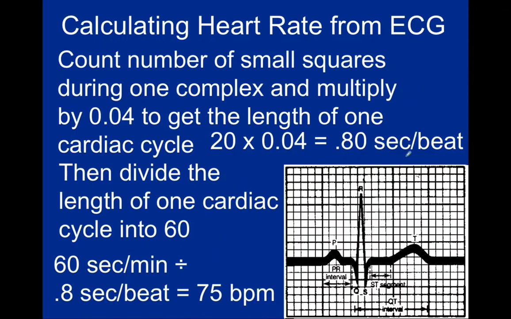So we're going to take this number and divide it into the number of seconds that is in 1 minute, which is 60. So 60 divided by 0.8 seconds is 75 beats per minute, which is right around where our normal sinus rhythm should be. So this is the first method that I'm going to show you for how we can calculate the heart rate.